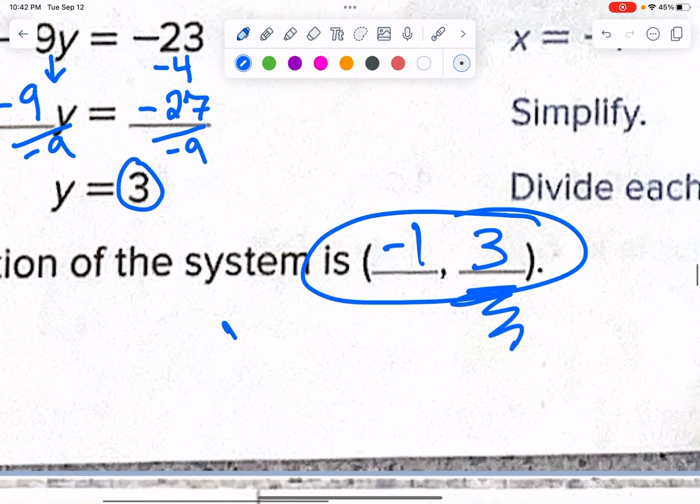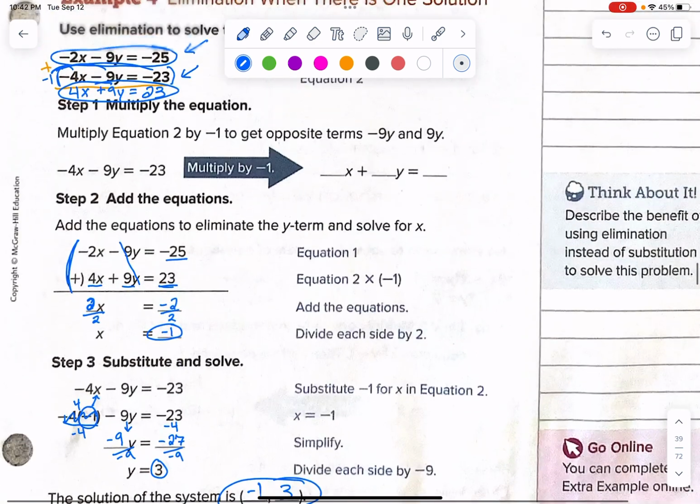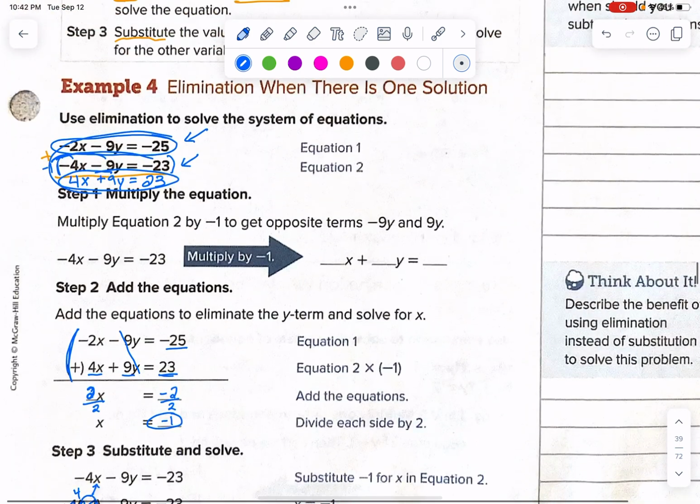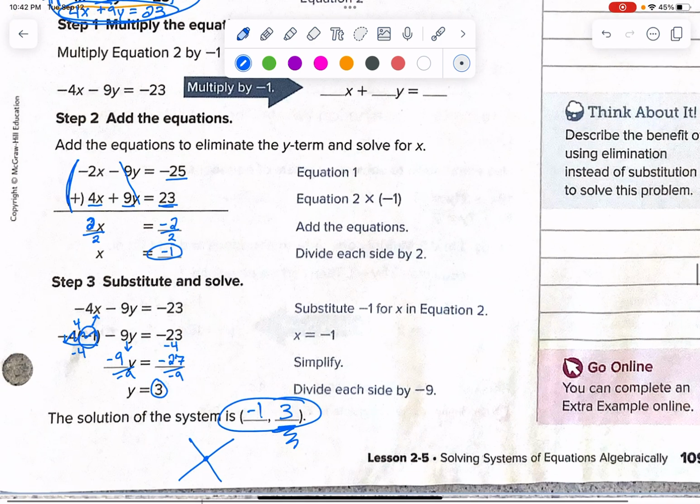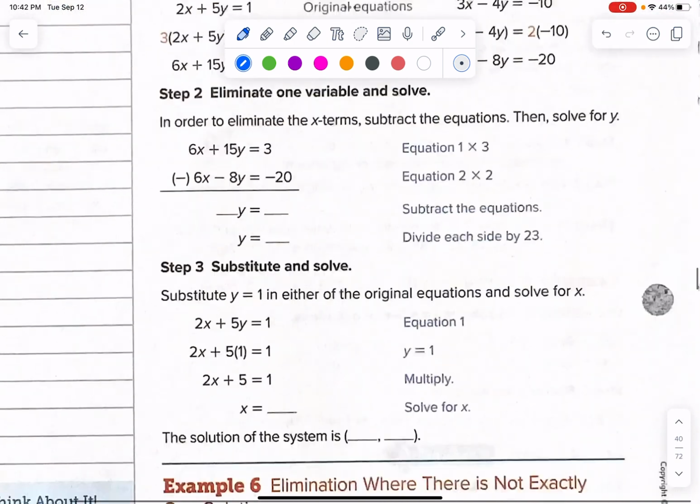And again, that's the place where these two linear functions are going to cross each other. If I were to originally graph these two guys, they would cross at negative 1, positive 3. Okay? And that's using the elimination method. All right? Let's do another one.